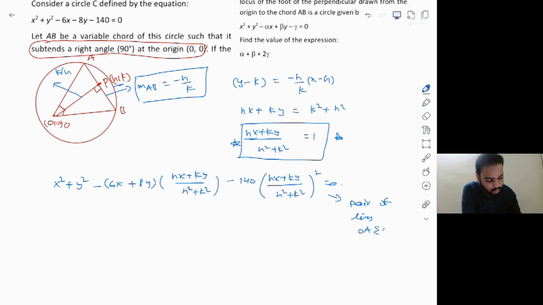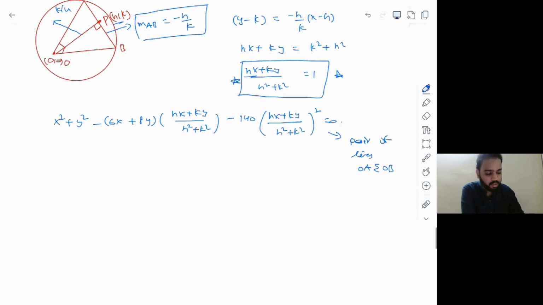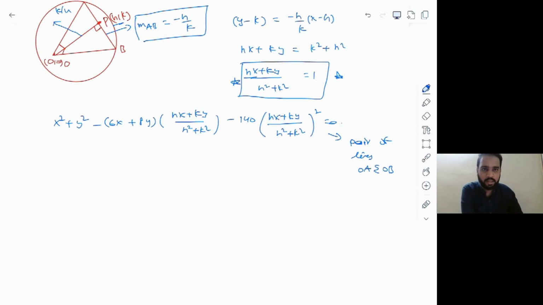Clearly in the question they are saying that these lines OA and OB are perpendicular to each other. So whenever we have a pair of straight lines equation and they are perpendicular to each other, what's the condition? Obviously, we know that the coefficient of x square plus the coefficient of y square is equal to 0. So this is the idea that you have to get. Just expand everything, separate the x square terms and y square terms, and then simply make the coefficient of x square plus y square equal to 0. Let's see how we can do that.